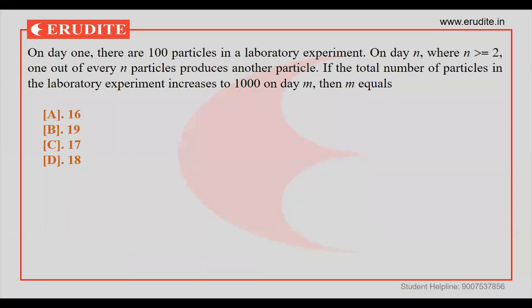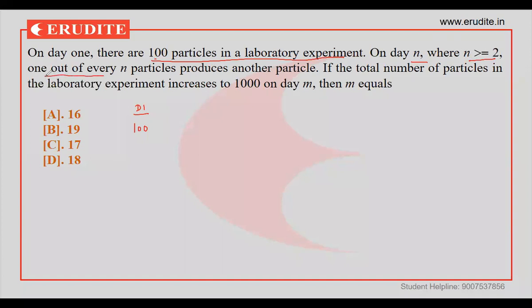So we are going to discuss this question. This question came in CAT 2022, slot 2. What they're saying is, on one day there are 100 particles in a laboratory experiment. So let's say day 1, there are 100 particles. On the day n, where n is greater than or equal to 2, that means n starts on the second day, third day, fourth day, and so on.